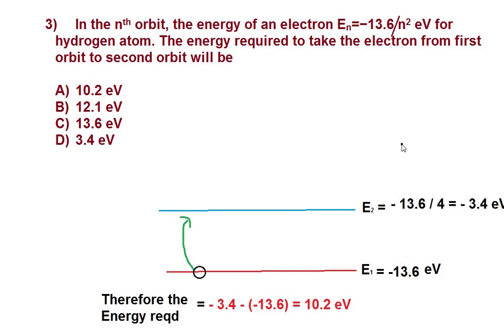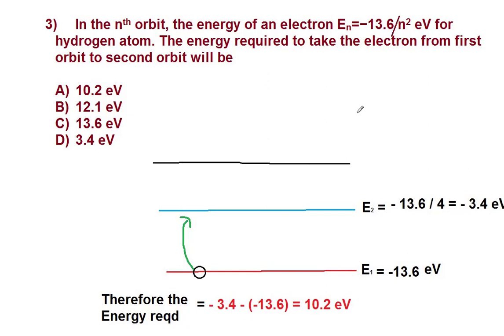Next we come to question number 3. In the nth orbit, the energy of an electron is En equal to minus 13.6 divided by n square electron volt for hydrogen atom. The energy required to take the electron from first orbit to second orbit will be. These are the options given to us. Now see in this diagram, this is the first orbit, second, and we can have many other orbits.